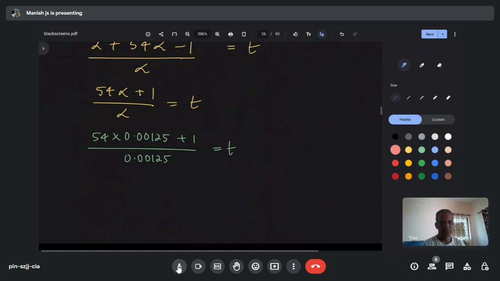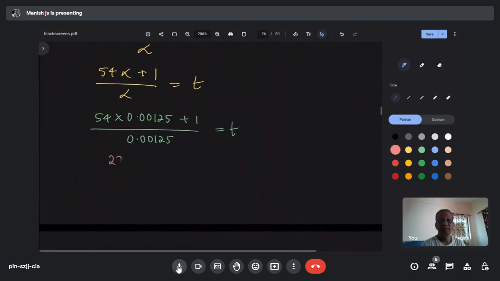So this we need to go for a simplification. Just multiply the values. 54 into 0.00125. How much are you getting? I'm getting a simplified fraction. So you convert it. When you convert in terms of exponential form, it's very easy to simplify. You will get 27 upon 400 if you simplify this, plus 1 divided by 0.00125, simplify that also. You will get 1 upon 800.